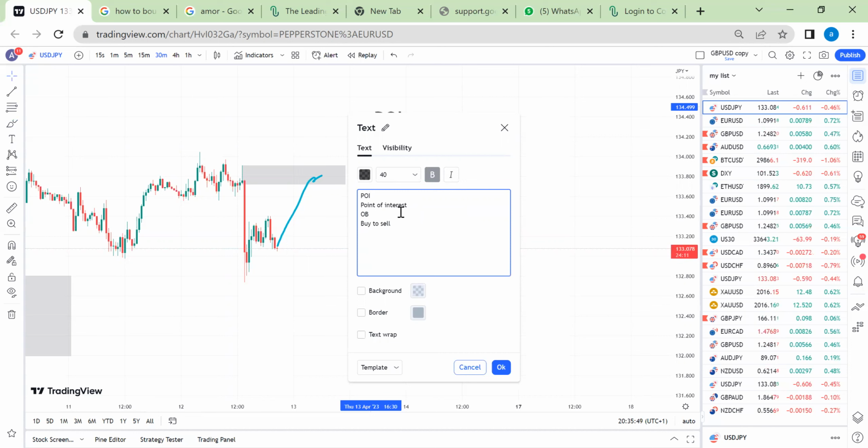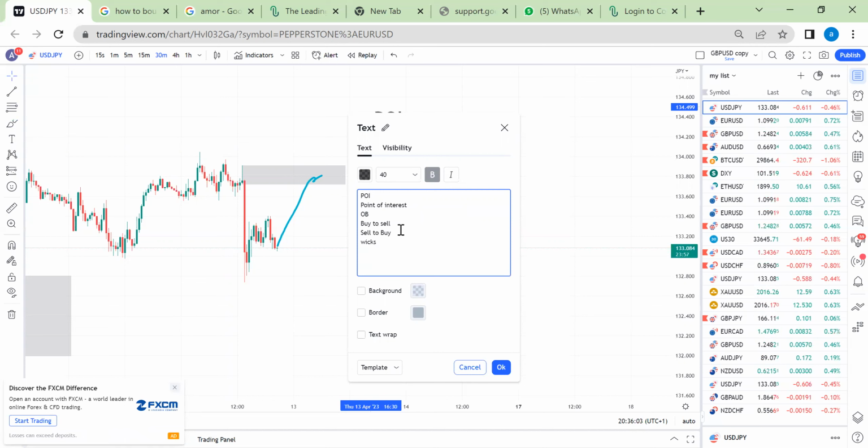or sell to buy wicks. You can use these sell to buy or buy to sell wicks. Generally, order blocks are buy to sell candles or sell to buy candles. Let me quickly explain that.